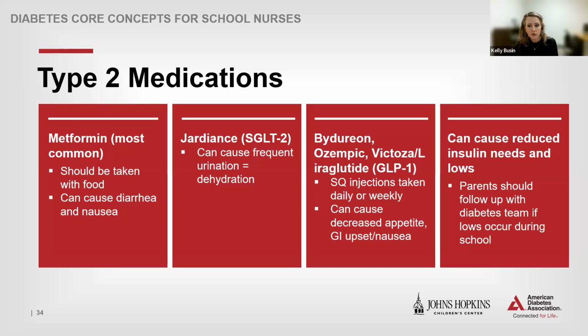The most commonly used type 2 medication is metformin, and it is typically the first line in treatment for children with type 2 diabetes as long as they're over 10 years old. It's an oral pill or liquid, and it's usually taken twice per day, usually with breakfast and dinner. And the most common side effects with this medication are nausea, vomiting, or diarrhea. And these symptoms can be alleviated a lot by taking the medicine on a full stomach.